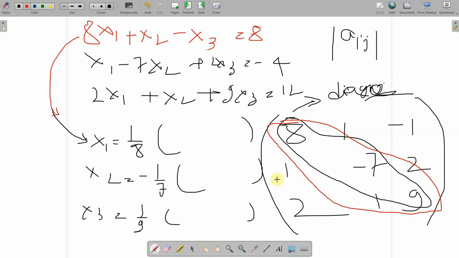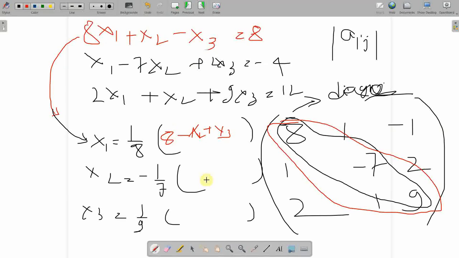Sir, if we are changing the equation, the first equation will be x1 minus 7x2 plus 2x3 equals minus 4. Then x1 is equal to 1/8, how does it come? Because there is 1 as the coefficient of x1, not 8. No, 1/8, then you have to write it in the brackets, right? 8 from this equation, 8 minus x2 plus x3. Got it? What was your question, Sagnik?